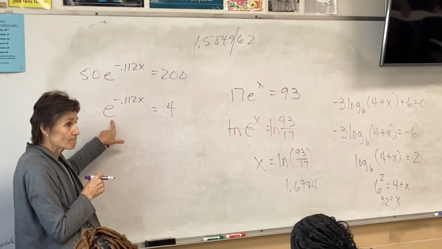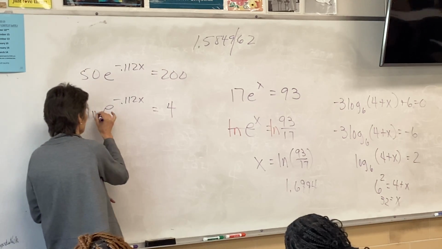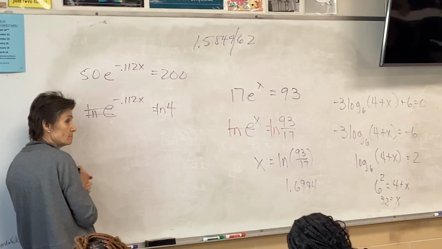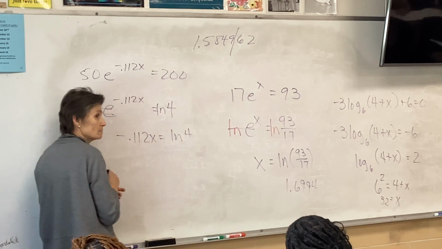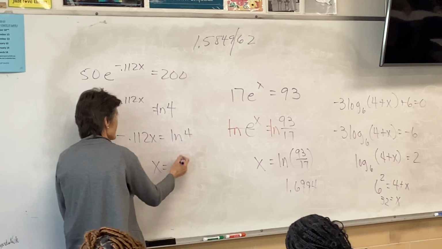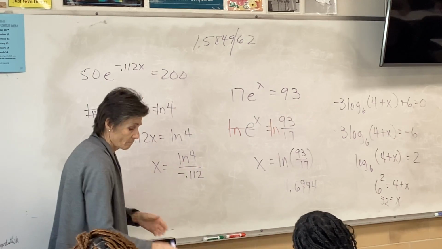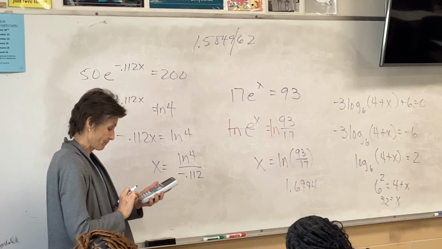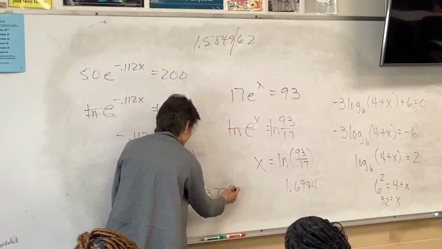Now it's got an e. So while I could LOG, I think I'll LN. That's gonna take that out of the equation. So negative 0.112x equals ln 4. Are you still with me? This is so cool. So x equals ln 4 divided by negative 0.112. You just type it in. Don't forget to close the parentheses after the 4. I got negative 12.3776.